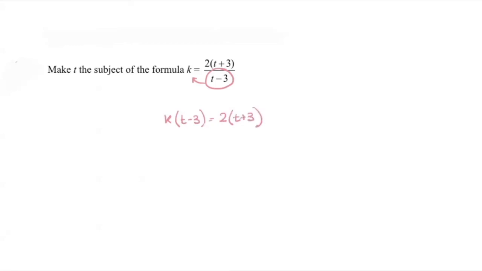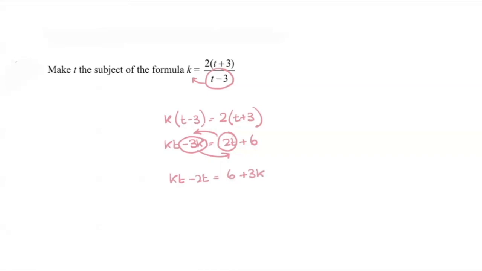Because I want to make sure I multiply all of it, I've put it in brackets. Now I'm just going to expand the brackets. I want to get the t's on the same side, so I'm going to bring the two t's over to join the k t's. And I'm also going to get rid of anything I don't want at the same time, so the minus 3k can go across to the right-hand side. That's going to give me kt minus 2t equals 6 plus 3k.